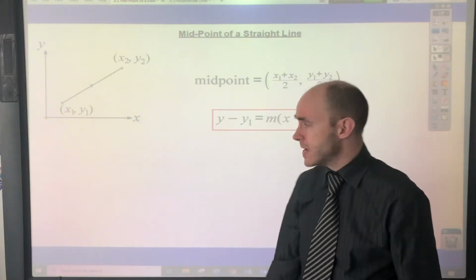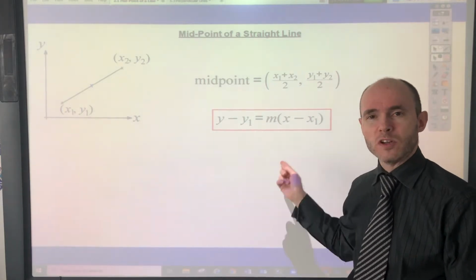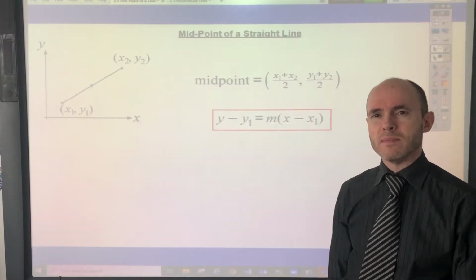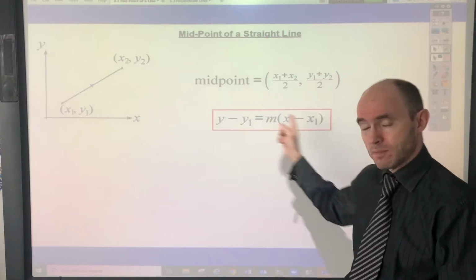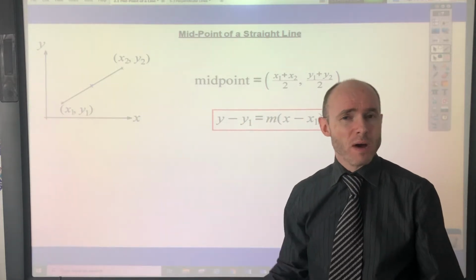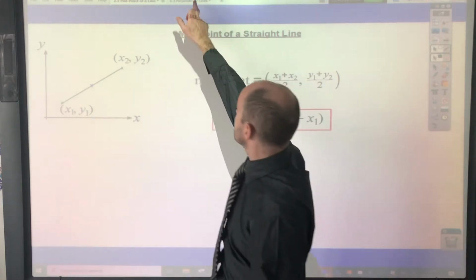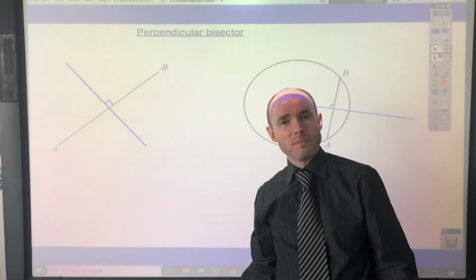As a reminder, the general equation of a straight line we prefer to use is y minus y1 equals m(x minus x1). m being the gradient, of course, and (x1, y1) being the coordinate point which the straight line passes through. Next up is a reminder about perpendicular bisectors.